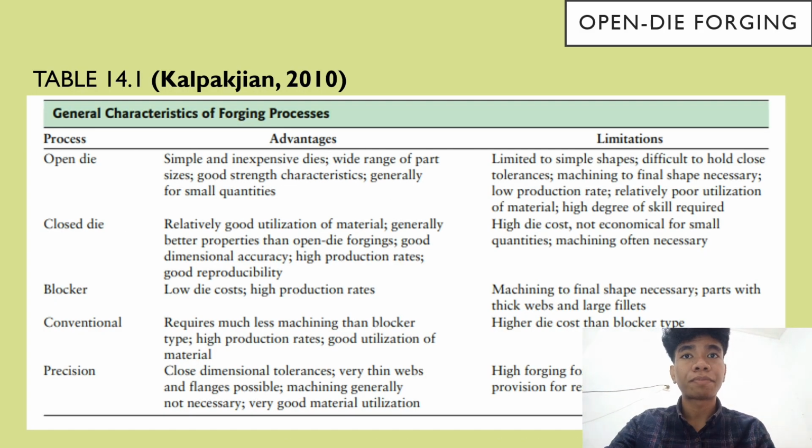Next is Table 14.1. This slide lists common open die forging operations and parameters. It highlights how open die forging is suitable for large workpieces with simple shapes.